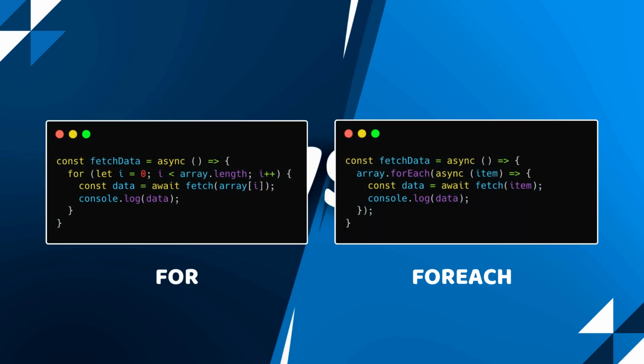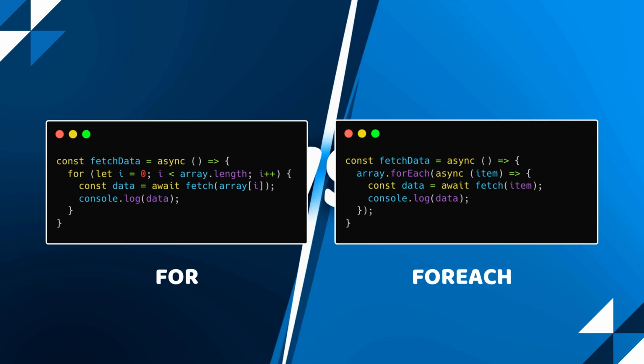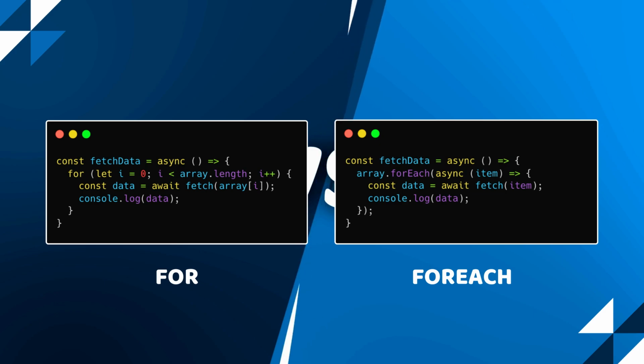Now, what happens when we mix asynchronous operations like fetching data with these loops? In a for loop, the await keyword ensures that each iteration waits for the previous one to complete. If you try this with forEach, the behavior is different. All iterations start at roughly the same time and run in parallel, which might not be what you want.